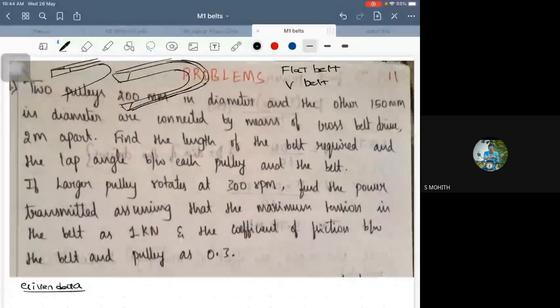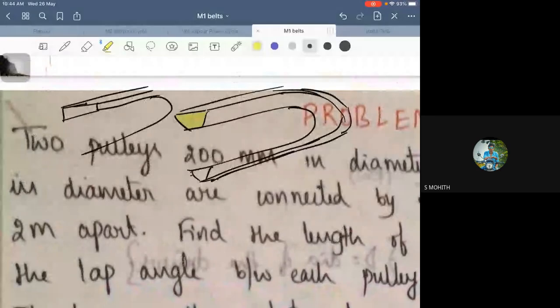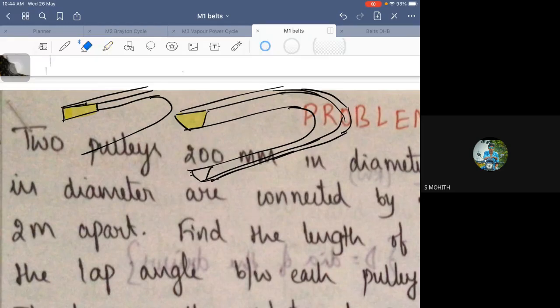If you observe the cross section, look at the cross section. It is of a trapezoidal shape. Are you able to get the imagination, everyone? Then it is known as a V belt. If the cross section is rectangular like this, then it is known as a flat belt. Understood the difference between these two?